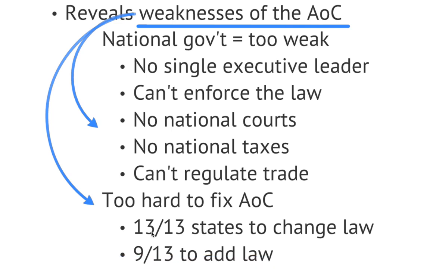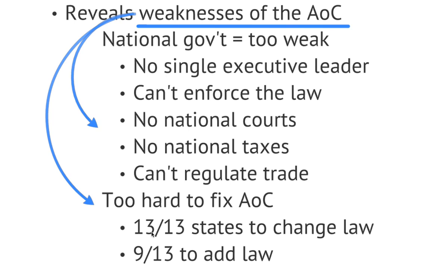I don't know about you, but if you put 13 people in a room, it's very hard to get them to agree. And basically, these are a whole bunch of old white dudes, and if you've ever sat around a bunch of old dudes, like think about your grandparents, in a room, you could not get 13 of them to agree on a single thing. So it is pretty much impossible to fix the AOC, because it's impossible to get 13 of these people to agree on something. You've got to have 9 out of 13 people to add a law. So this is going to prove to be a huge problem.